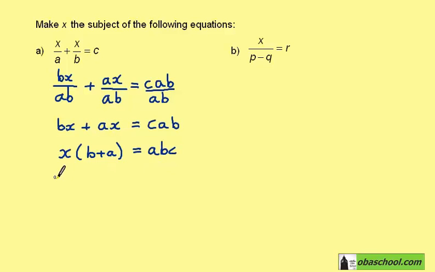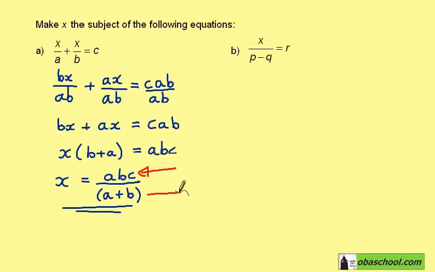Now divide both sides by the bracket. We get x is equal to abc over b plus a, which I can rewrite as a plus b. Once again, rewriting is not necessary. So any order for these three letters would be correct, and a plus b and b plus a are also the same.